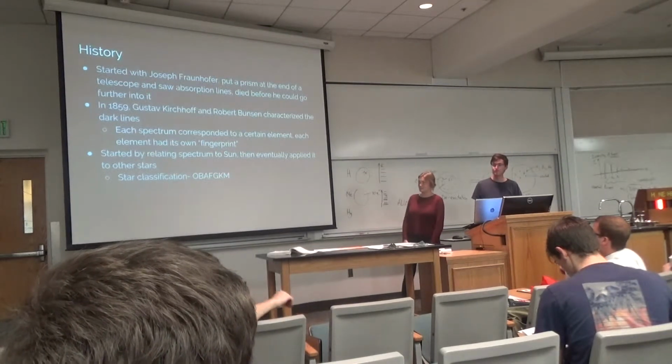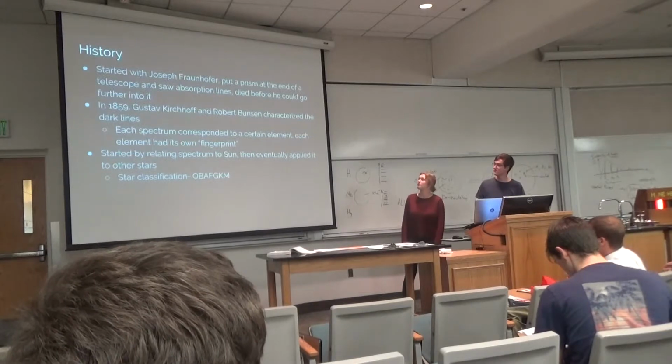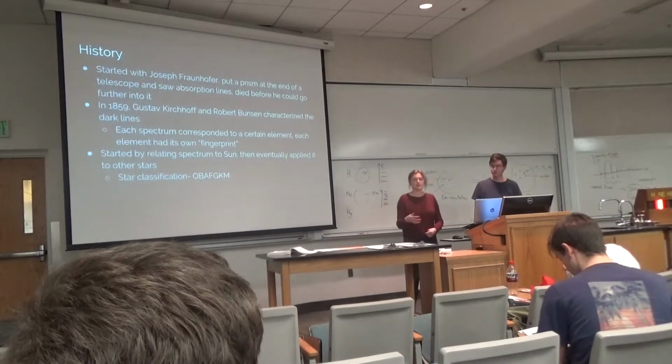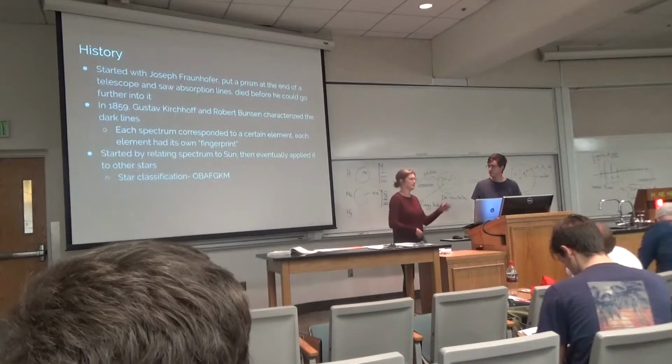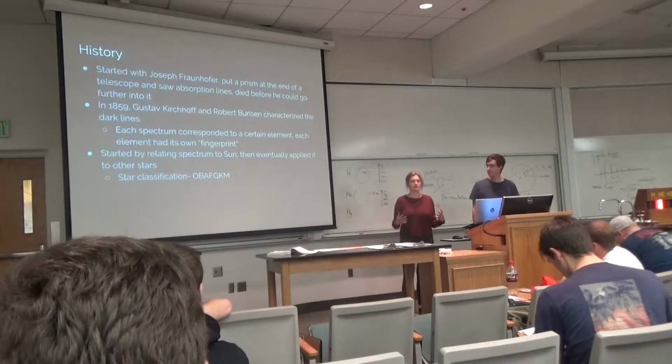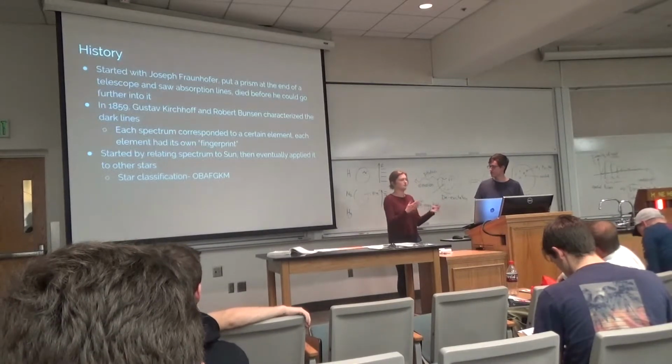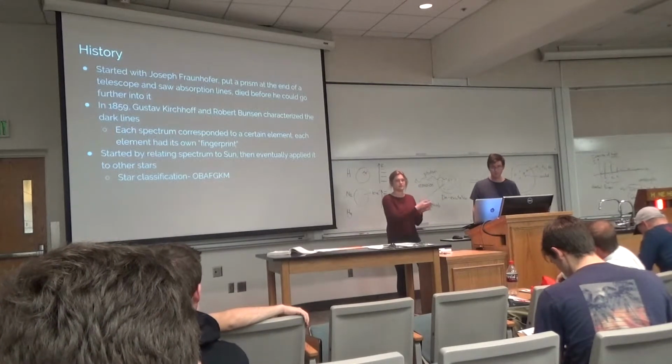And then in 1859, Gustav Kirchhoff and then Robert Bunsen characterized the dark lines. So they noticed that each specific element gave off different lines, like we saw with our diffraction gratings. So they were like, okay, each element has a fingerprint, if you will, which is the presence of the different lines on the spectrum.